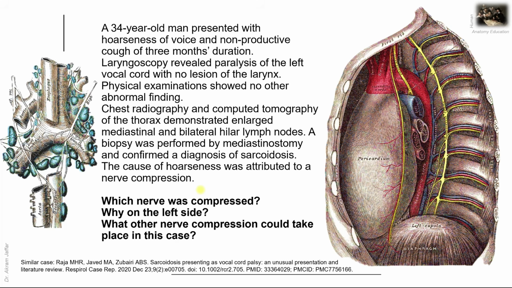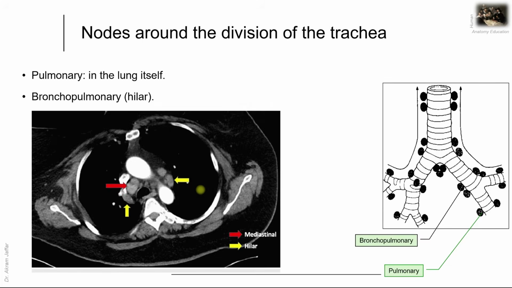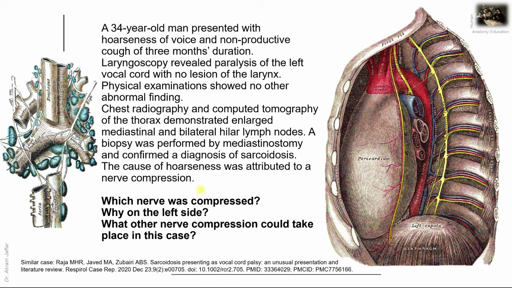When a chest radiography was done and computed tomography, like the one that we have seen here, of the thorax, demonstrated enlarged mediastinal and bilateral hilar lymph nodes. So a biopsy was performed by doing what we call a mediastinostomy, and this confirmed the diagnosis of sarcoidosis, which resulted in enlargement of multiple lymph nodes.